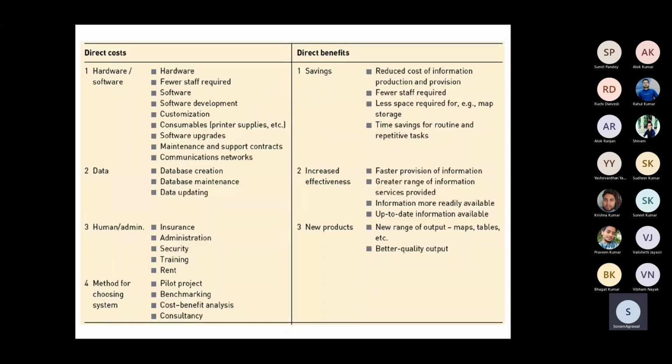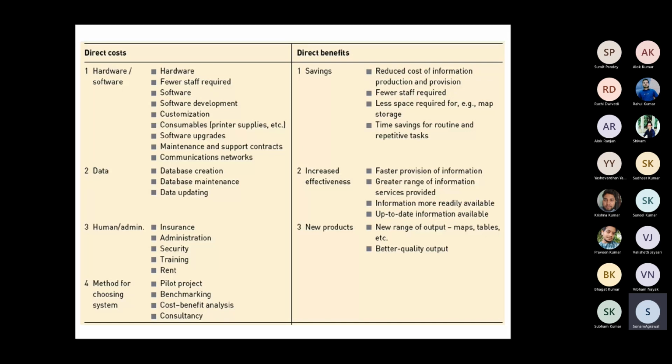If we are purchasing software and need to change it according to our requirement, meaning if I want to customize the software, there will be a customization cost. Then there will be consumable costs like printer paper and other things. Over time, you need to upgrade software, and for that, again, there will be a cost. Then the person who comes for the upgrade or maintenance over time is again a cost. Then there are communication networks: if internet is required, again there will be a cost. If data is created, maintained, updated, there will be a cost. Then staff-related costs like insurance, administration, security, training, renting. Then which type of method we are using, if there is any pilot project, benchmarking, cost-benefit analysis, consultancy. If any of these things have been done, again we need some cost.